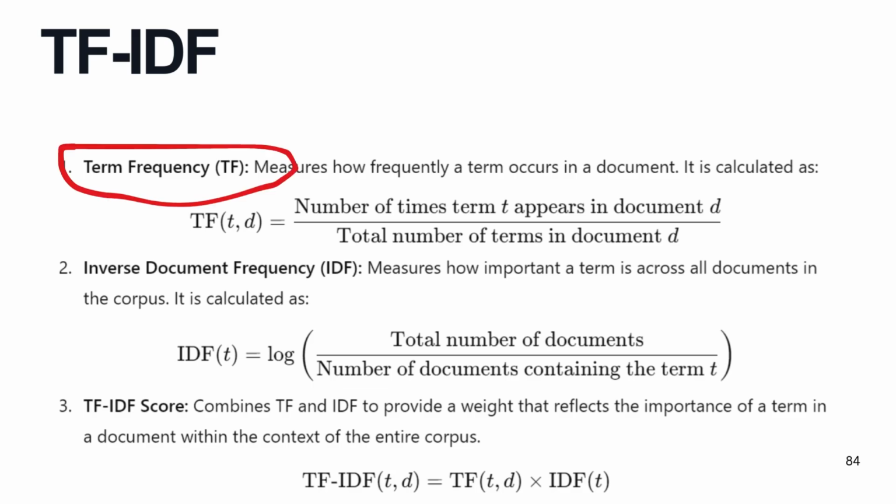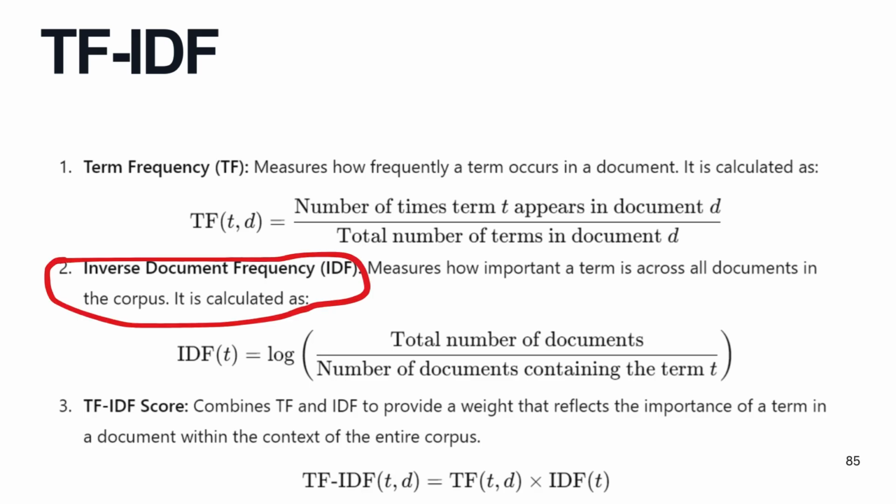Breaking it down, there is TF, which means term frequency. It's a measure of how frequently a word appears in a document. So if the word cat appears 10 times in a 100-word article, then the term frequency for cat will be 10 by 100. The more times a word appears, the higher the TF score.